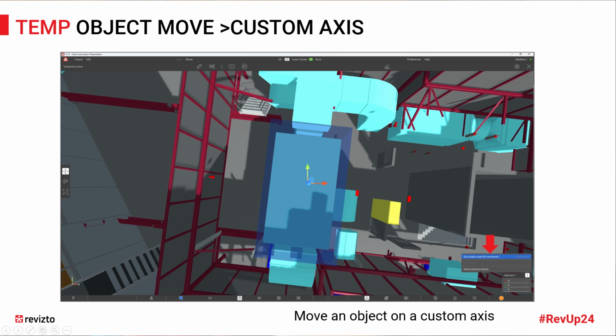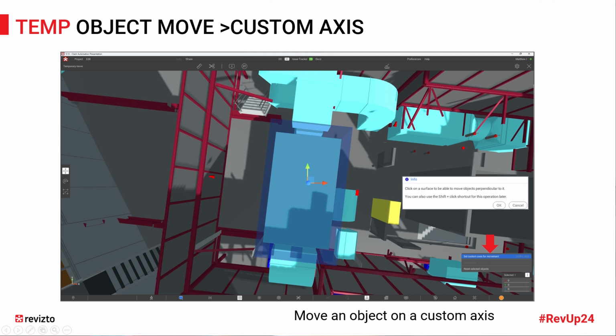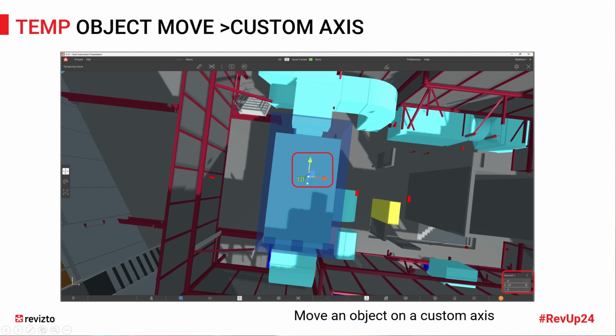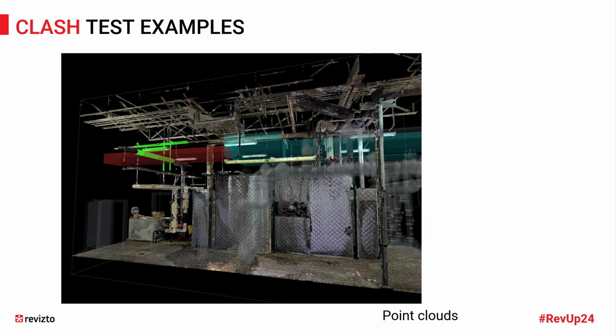With the custom axis, you specify a custom axis by just clicking on a surface perpendicular to it. All I need to do is select the object I'm trying to temporarily move and click on a surface down here that's perpendicular, and you can see in the next slide what it does. It allows me to move that object in the orientation I want it to go. Super helpful.